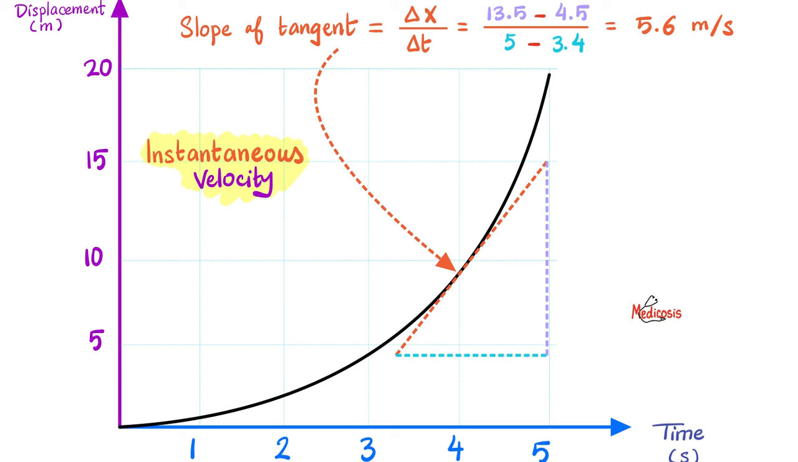However, if you repeat this to find the slope of this tangent, you will find a different slope. It will be another number. Why is that? Why is the slope here not the same as the slope there? Because the velocity is non-uniform. Now I want you to keep this number in mind, 5.6 meters per second.